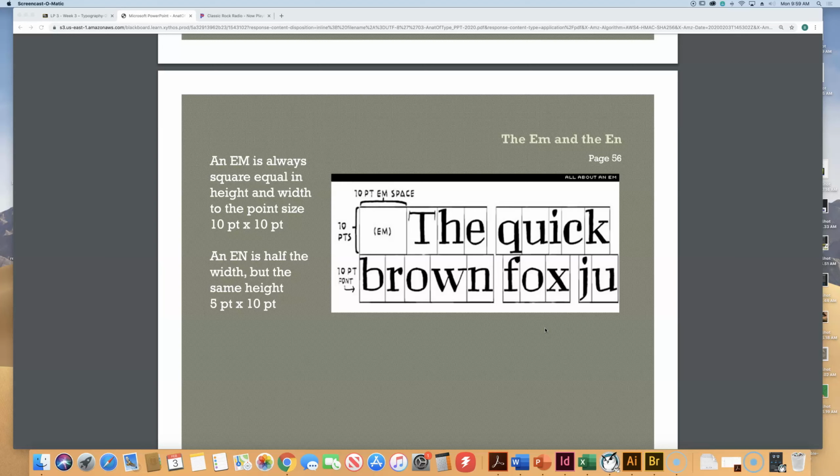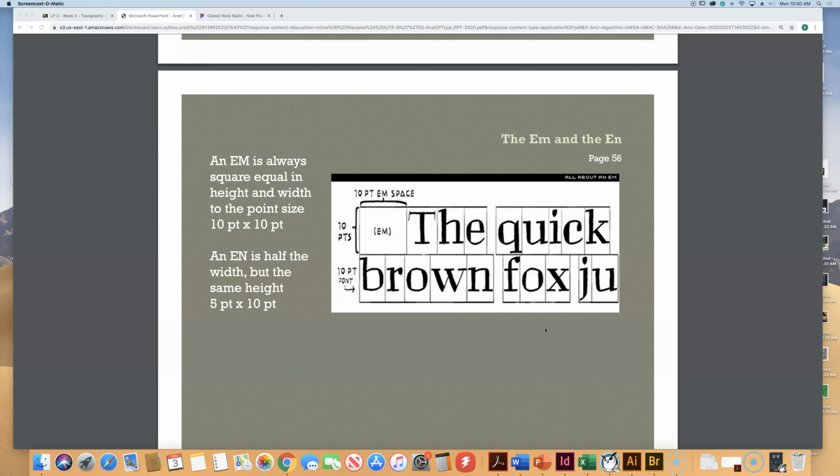The M spacing, or the M dash, is a long dash. It's a square equal to the height and width of the point size. So if you're working in 10-point type, it's a 10-point by 10-point square, which basically would fit the capital letter M if you think of it that way. Whereas the N space is half of that. So it'd be 5 points by 10 tall, and it would fit the letter N in it. Okay? So that's where that comes from.